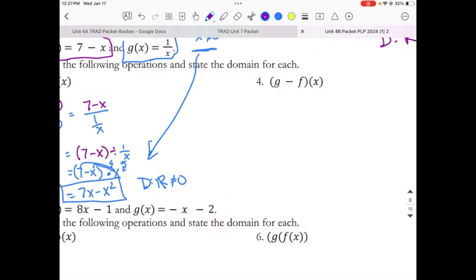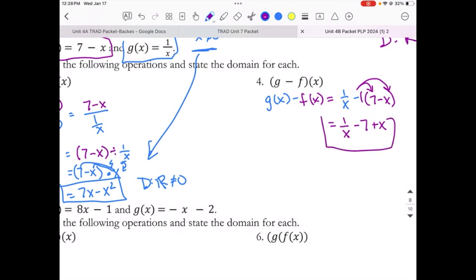So on number 4, it's the same as g of x minus f of x. We're going to put our g of x function in front, which is 1 over x. And we're subtracting the whole function, 7 minus x. So when you do that, you've got 1 over x. We have to distribute this negative through, and it just becomes negative 7 plus x. And as far as the test goes, you can leave it like this, and that is your g of x minus f of x is what we just found. And our domain carries that it's all real numbers, not 0.